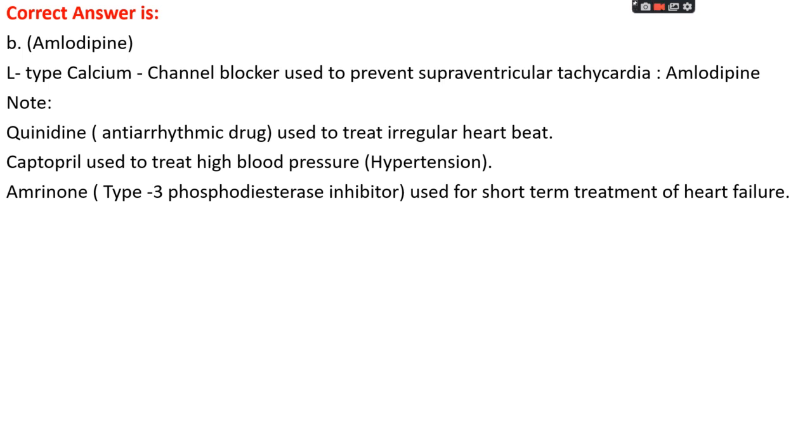Note that among the options, quinidine is an anti-arrhythmic drug used to treat irregular heartbeat. Captopril is used to treat high blood pressure, that is hypertension. Amrinone is a type 3 phosphodiesterase inhibitor, used for short-term treatment of heart failure.